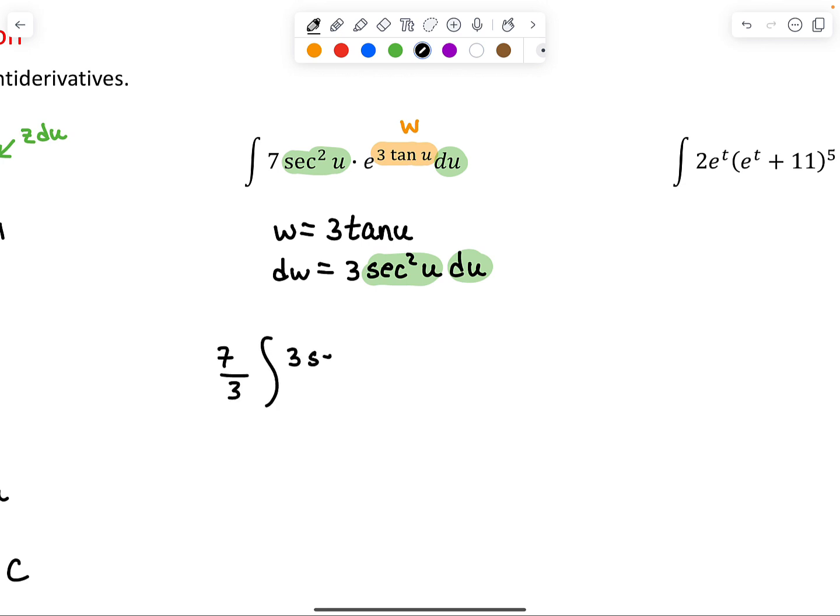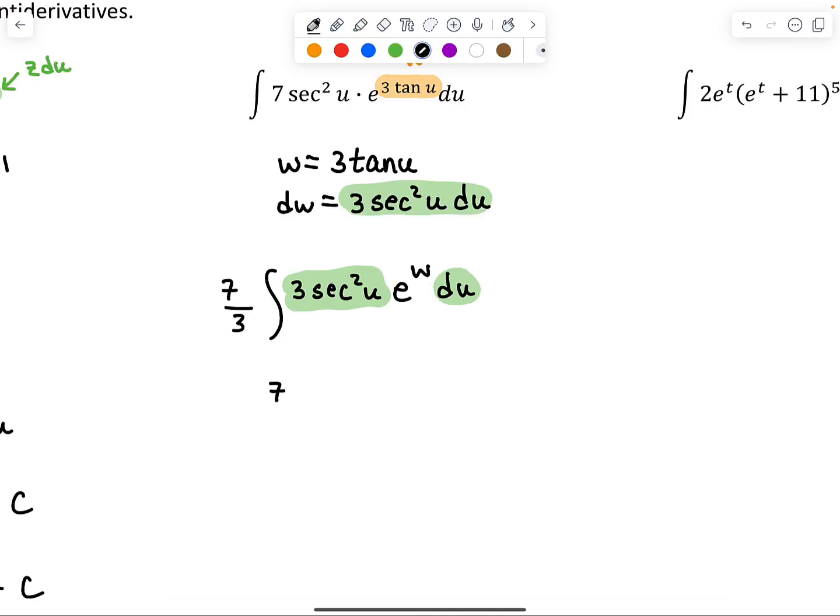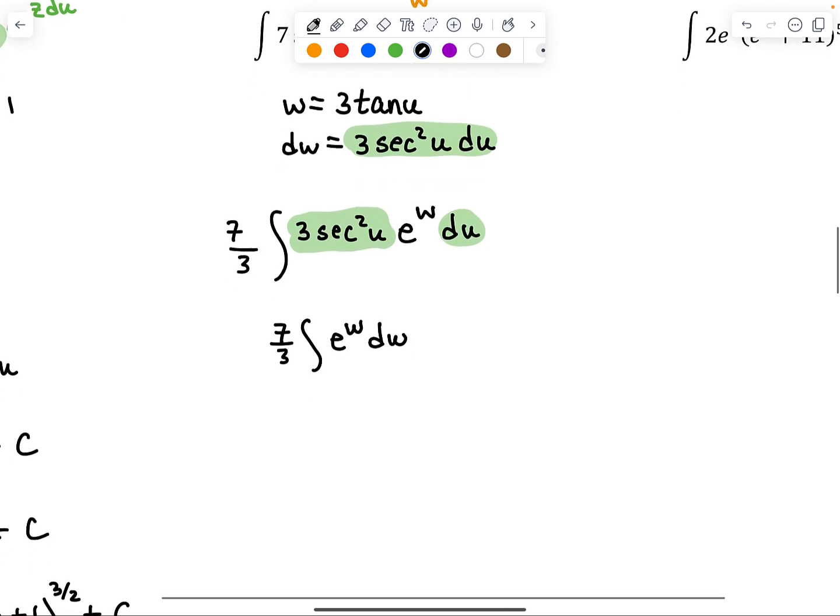And then we have the secant squared of u, we have the e raised to the, and I'll change this to w now, and we have a du. And now I have constructed my new differential, dw. All of this combined with that du will make a dw that I'll put at the end. So we have 7/3 the integral of e to the w dw. Now we must do anti-differentiation next. And the integral of e to the w dw is just itself. This is arguably the easiest case of anti-differentiation.